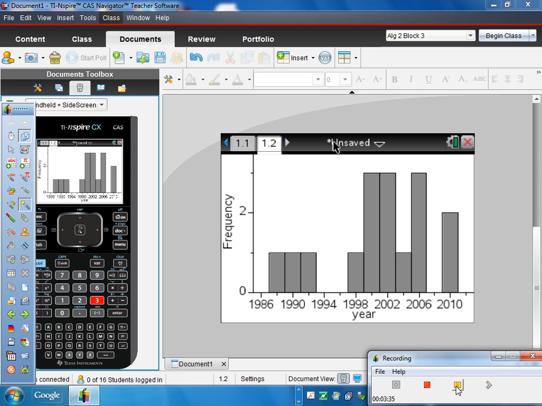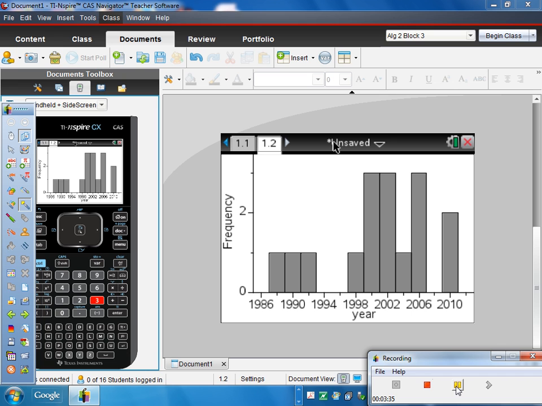Every 5. 5 is probably too much. How many vote for 2? How many vote for 3? How many vote for 4? I like 4. 3, 1. We're going by every 3 years.